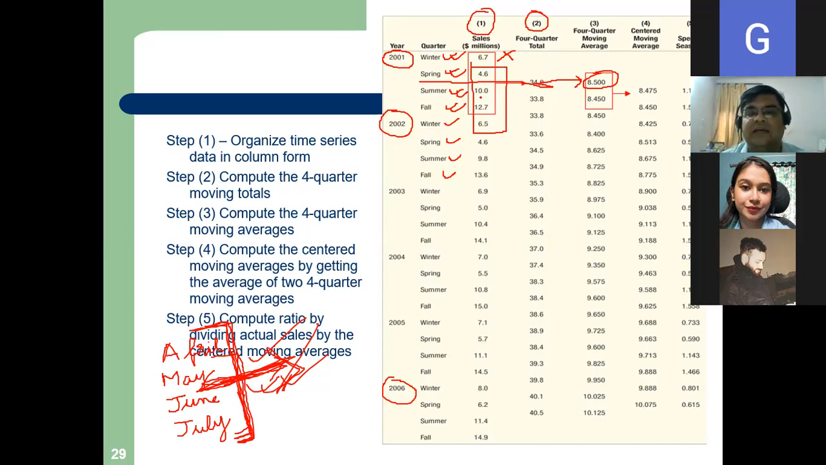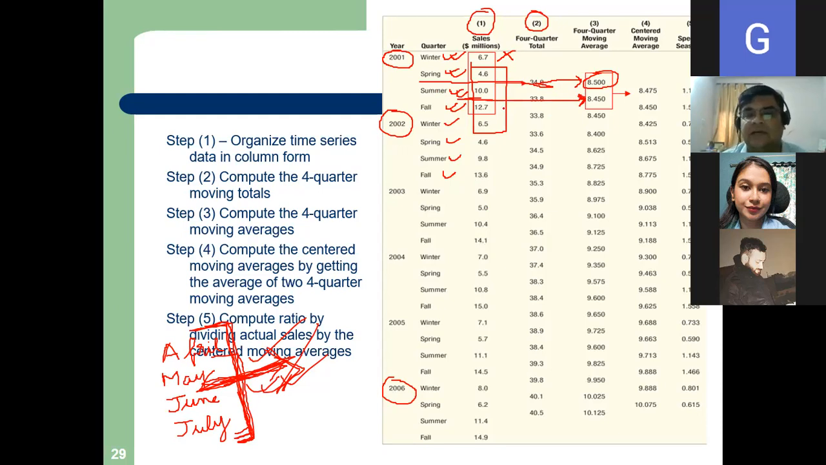And where should I write it? Where should I write this? Between summer and fall. Very good, very good. Who is this? Sanchit. Sanchit, very good. Summer and fall, very good.